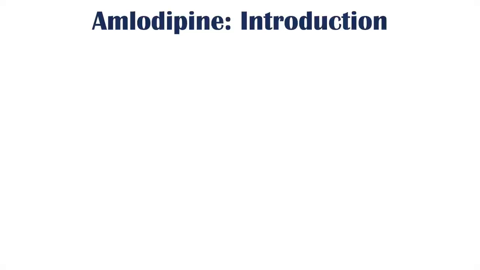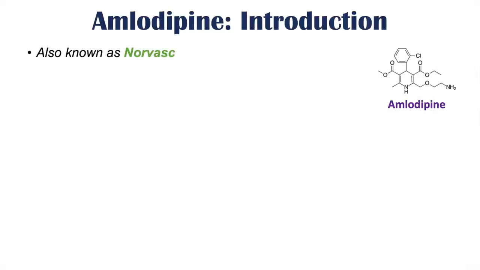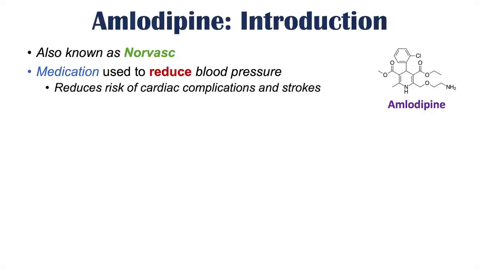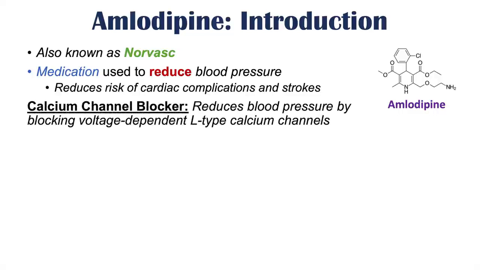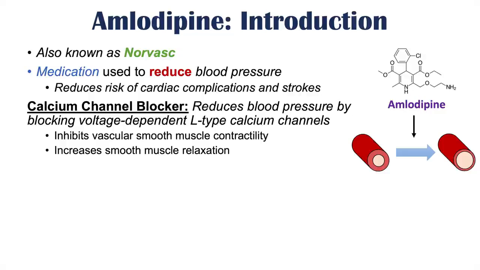So what is amlodipine? Amlodipine is also known as Norvasc. It is a medication used to reduce blood pressure. And in doing so, it reduces the risk of cardiac complications and strokes. Now, amlodipine is actually a calcium channel blocker, and what it does is it reduces the blood pressure by blocking what are called voltage-dependent L-type calcium channels. And by doing that, it inhibits vascular smooth muscle contractility, increases smooth muscle relaxation, and causes vasodilation.